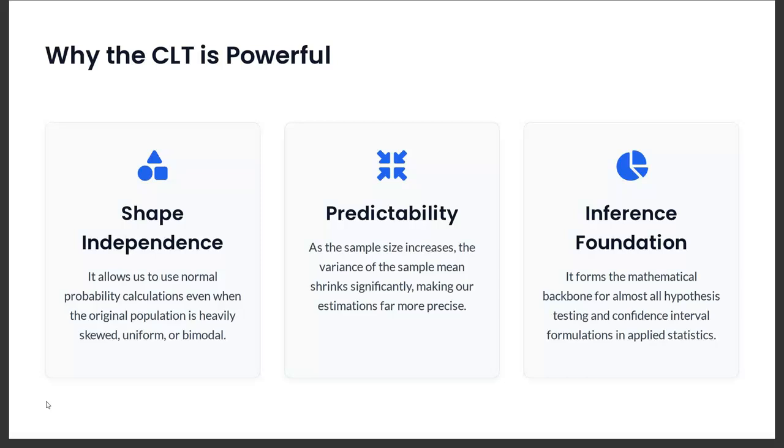The CLT is powerful for three main reasons. The first one, we have shape independence. It allows for normal calculation even if the population is skewed or bimodal. And secondly, predictability. As n increases, the variance of the sample mean shrinks, making our estimation much more precise. And lastly, inference foundation. It is the mathematical backbone for almost all hypothesis testing and confidence intervals in statistics.